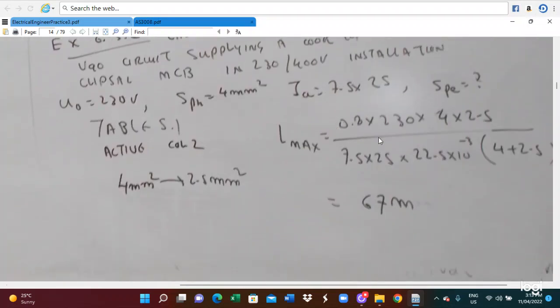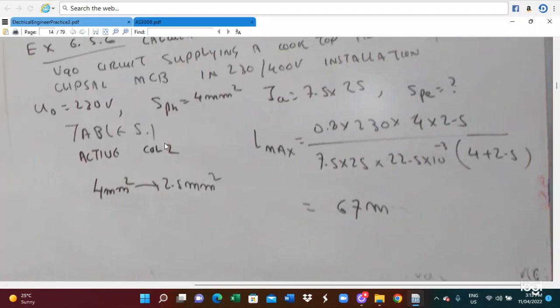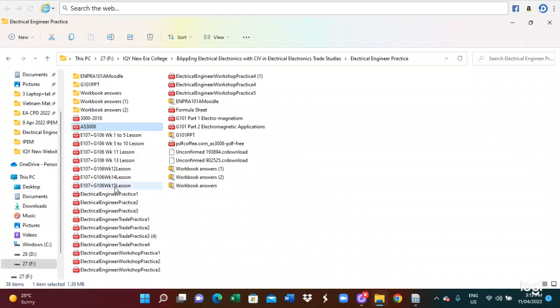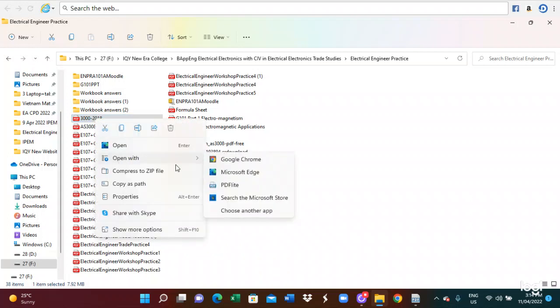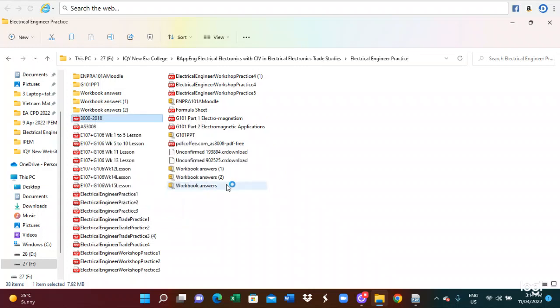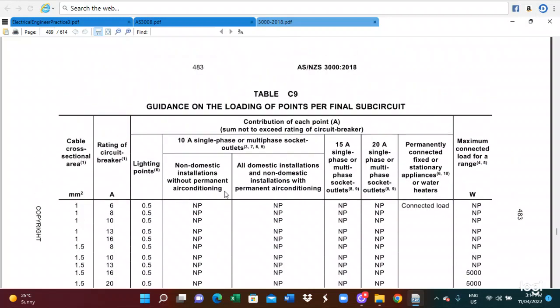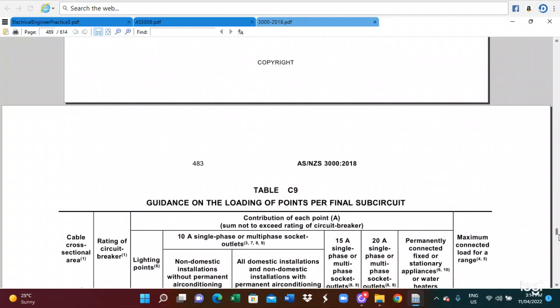So those things you calculate. We have to find out the SPE, the protective earth conductor. Depending on the active conductor size, we refer to table 5/1. So we have to find table 5/1 of the ASR 3000. We open the ASR 3000, and we find table 5/1.